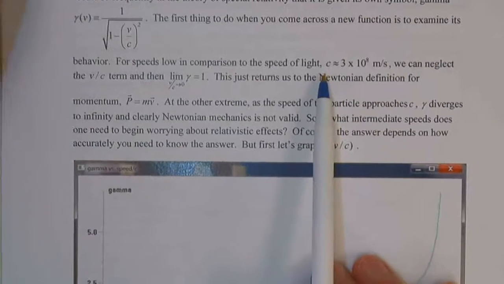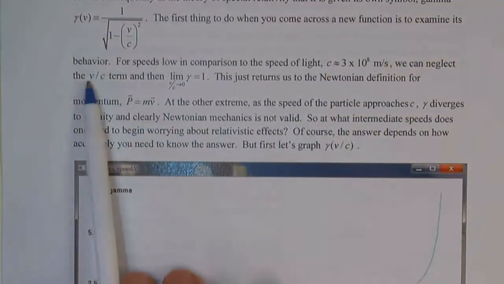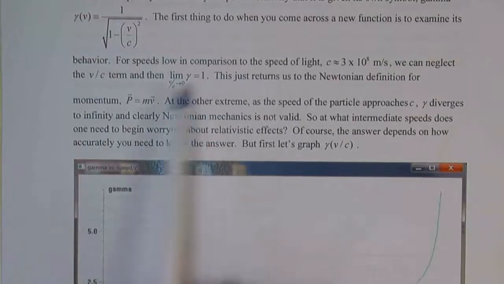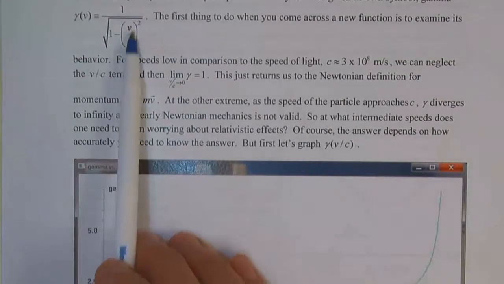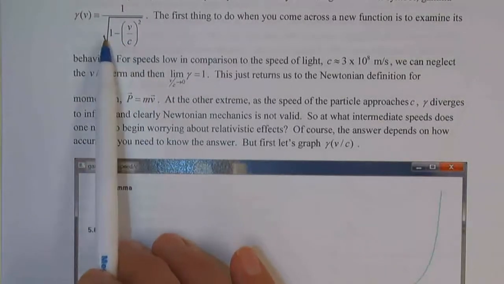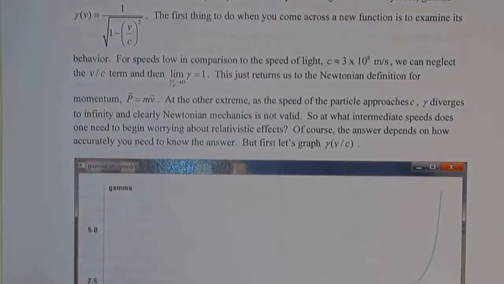It's quite fast. And in the limit where the ratio of v over c tends towards 0, the low velocity limit, gamma tends to 1. We simply say that this term is small in comparison to 1. This drops away. We have 1 over the square root of 1, so gamma equals 1. So that's just the Newtonian definition. For small v over c ratios, we get gamma equals 1, and the definition of momentum returns to mv.